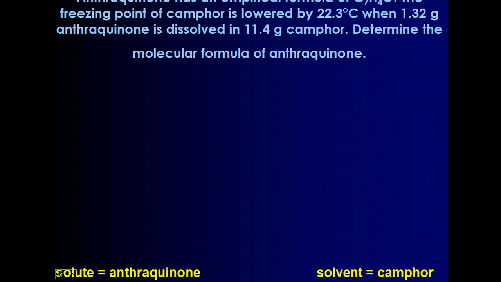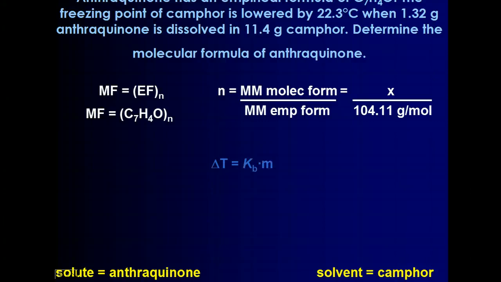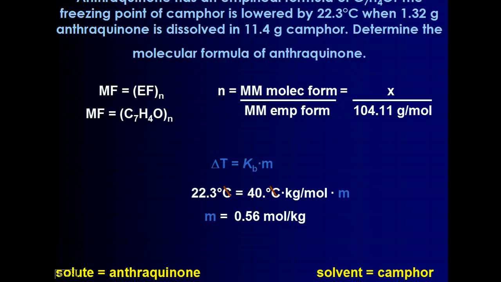We are wanting to find the molecular formula, which means we need to find the molecular mass. So we're going to solve for what we did previously, which is find the moles of the anthraquinone. We can find the molar mass of the empirical formula using the chemical formula we were given previously, C7H4O. And that molar mass is 104.11. So using our colligative property equation, we can solve for the molality, which will give us the moles of the anthraquinone per kilogram of camphor.